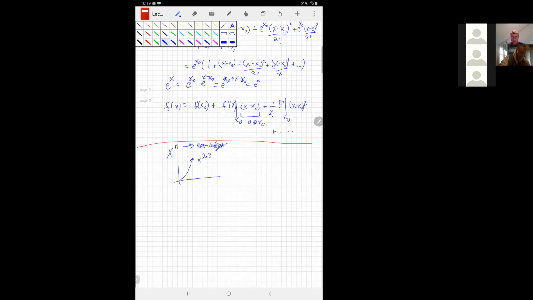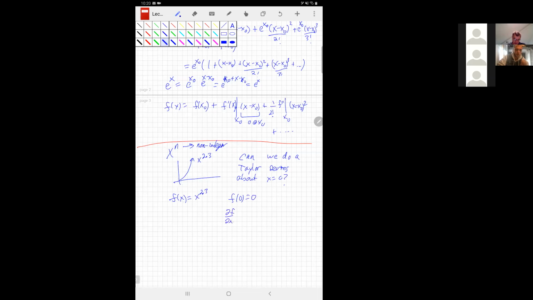So one thing you might be tempted to do is ask, can we do a Taylor series about x equals 0? And spoiler alert, the answer for this is no, but the answer for a closely related function will turn out to be yes. And I want to explain why this doesn't work. Okay? So f of x is x to the 2.3. Well, f of 0 is 0, so far so good.